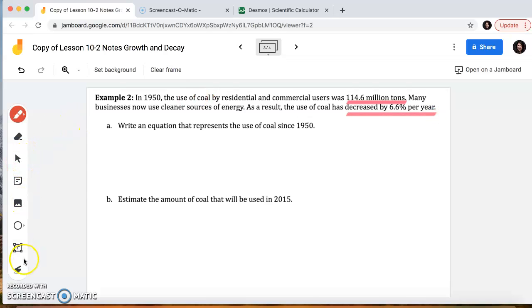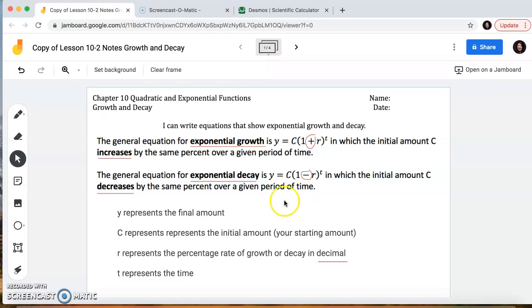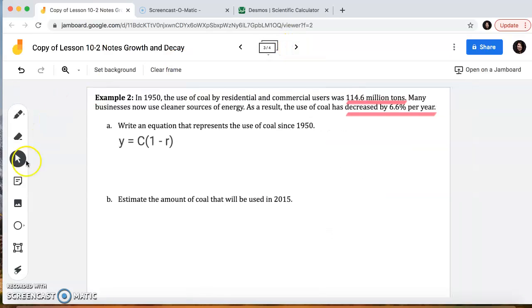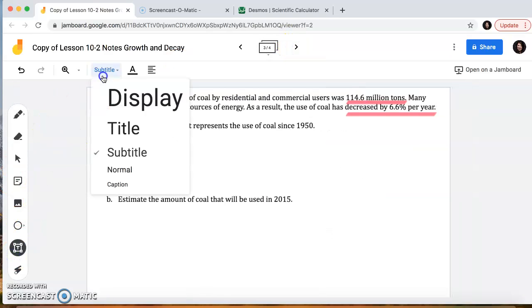Okay, so notice the part that says decrease. That means instead of saying 1 plus, we're going to be saying 1 minus, because decrease means we're using the exponential decay. When it says decrease, we're using the exponential decay function. So I've got to put my t here.